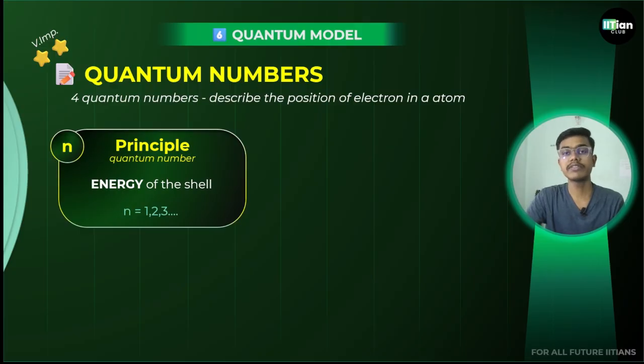There are 4 quantum numbers. First one is the principal quantum number, which is denoted by n. This corresponds to the energy of the shell, and it can take values from 1, 2, 3 and so on.